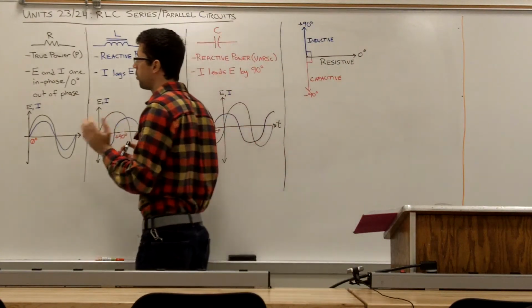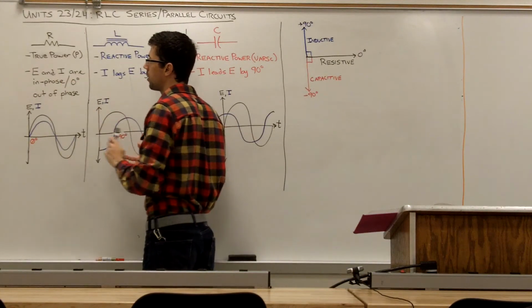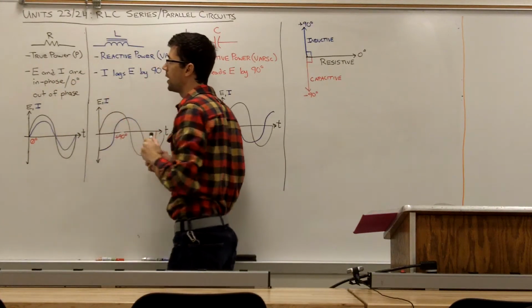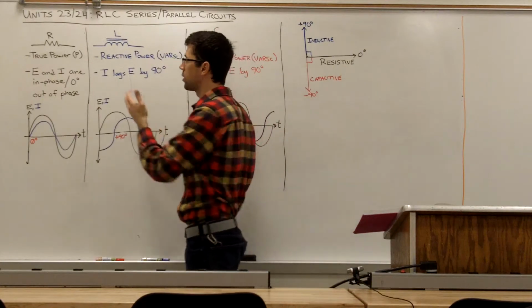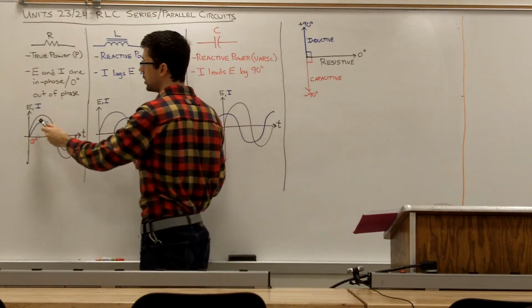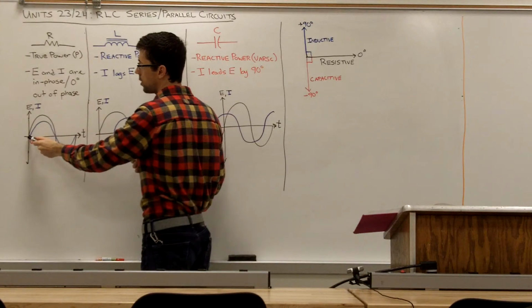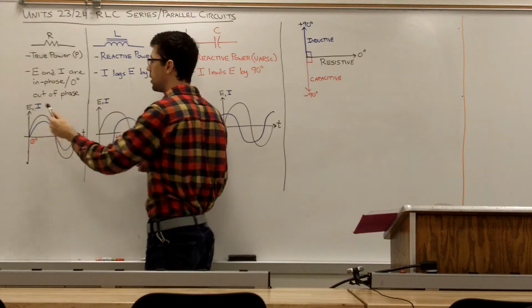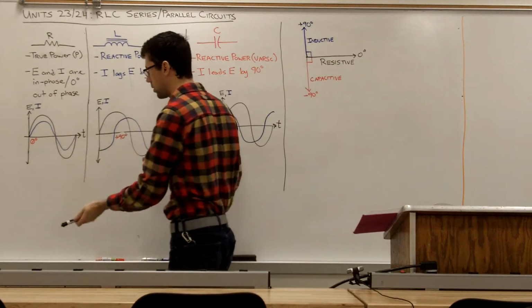The relationship for voltage and current when it goes through a resistor is that the voltage and current are in phase, or 0 degrees out of phase with one another. That means that the voltage and the current both start at 0 at the same time, they both hit their maximum peak at the same time, hit 0 again at the same time, and so on and so forth.